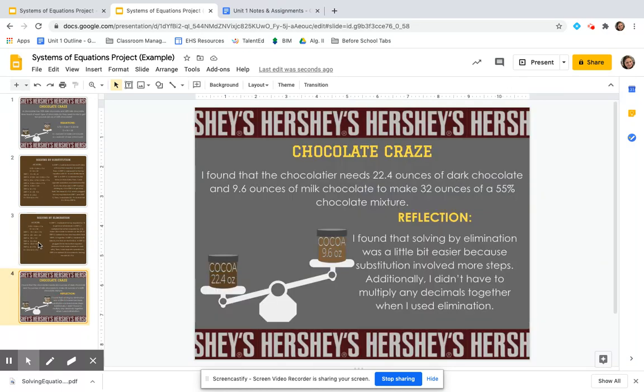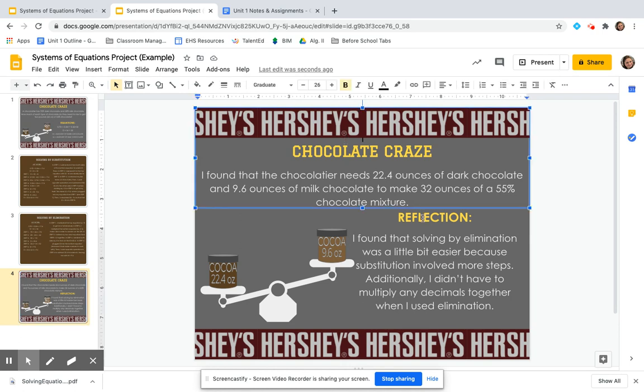And then at the end, I'll be honest, I copied my first slide down here, and I left the title, and I changed equation to reflection. Underneath the title, I found that the chocolatier needs 22.4 ounces of dark chocolate and 9.6 ounces of milk chocolate to make her mixture of 32 ounces of 55% chocolate. I am interpreting my solution here. This is what my answers 22.4 and 9.6 mean.